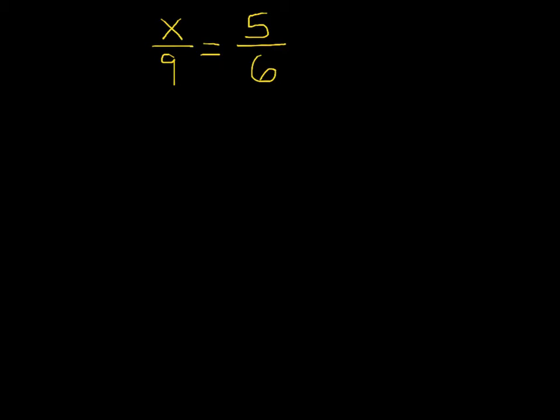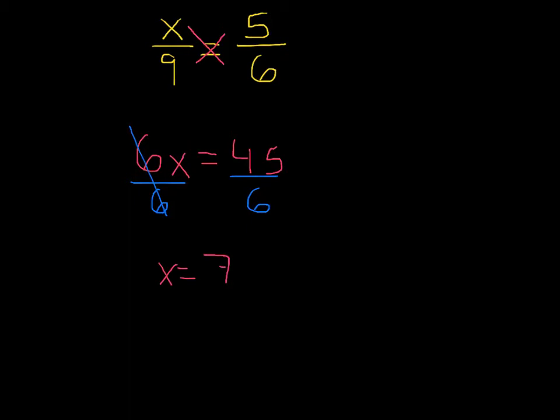So now we have a proportion where we're solving for the unknown, solving for the variable, and we solve by cross multiplying. So 6 times x is 6x, and it's going to be equal to 9 times 5, and 9 times 5 is 45. So to solve for x, we just have to divide both sides by 6, and then x equals 7.5.